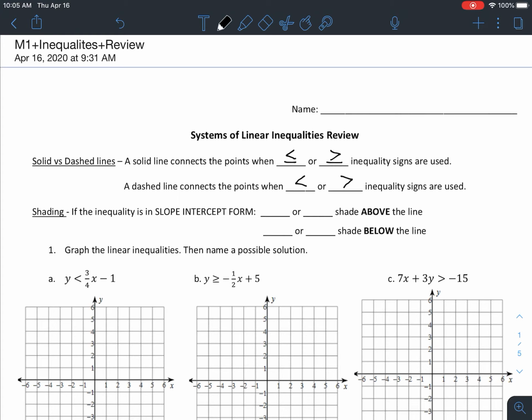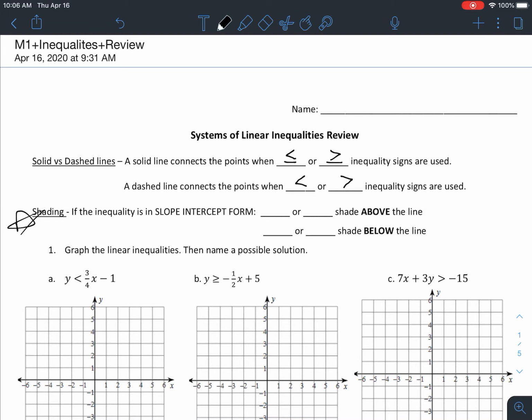Shading, if the inequality is in slope-intercept form, blank or blank shade above the line. Honestly, I don't remember which one that would be, so we're going to skip that for now, because if the point worked, I want to say we shade above the line. If the point did not work, we shade on the opposite side of the point. So I don't know what they're asking there, so just skip this for now. I will come back and answer that at a later point.